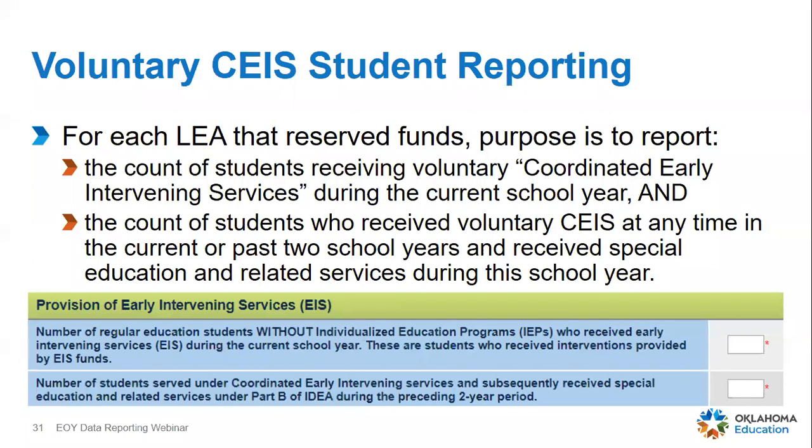We need the count of students who are receiving those services. So we don't have a lot of districts that do this voluntarily throughout the year, only 10. And so most of these have done this in the past, just report the number of students who received services. And in the past 2 years, any who received services and then subsequently received special education and related services, okay?